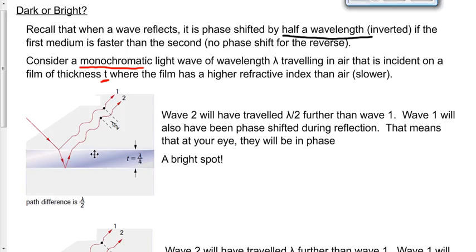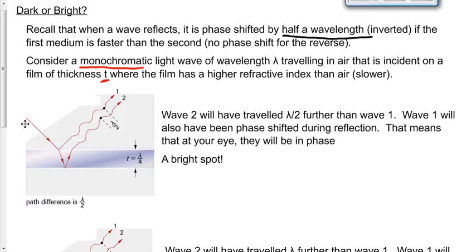And so when it comes in, wave one will be phase shifted from the reflection, but wave two will be out of phase because it's traveled a different distance. Actually, those two effects will cancel each other out. Wave two will travel lambda by 2 further than wave 1, but wave 1 will be lambda by 2 phase shifted from the reflection. So that'll mean they'll be back in phase, and so what we'll see here is a bright spot. This will lead to a bright spot for this monochromatic light.